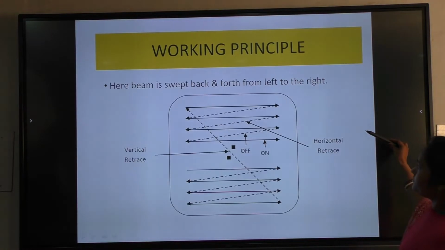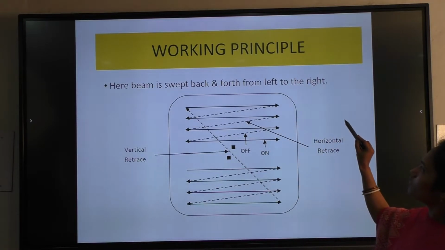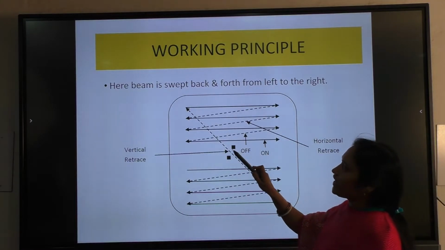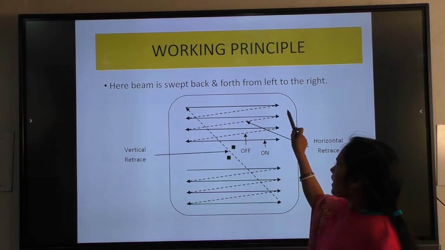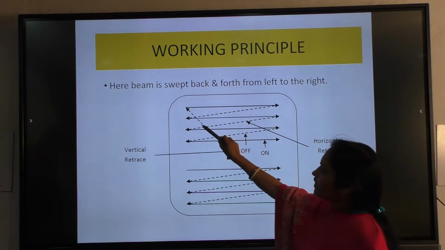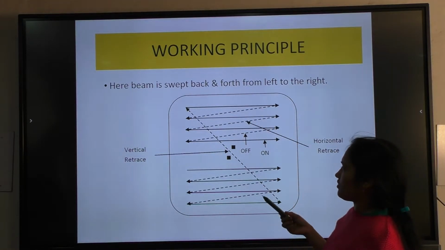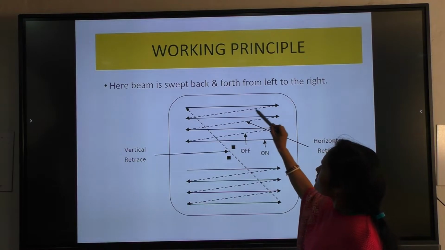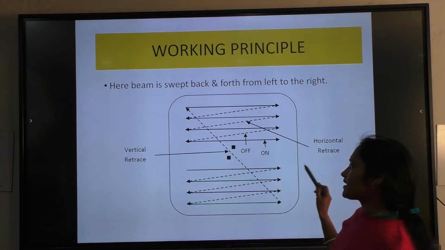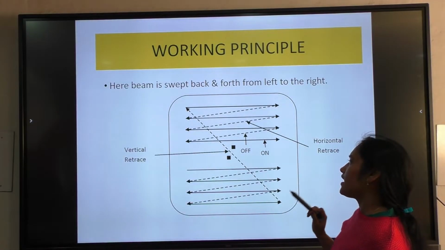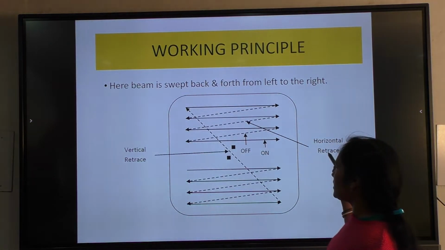In this figure, the beam is swept back and forth from left to right. That means when we scan one line at a time, it scans the line from left to right. While it scans the line the beam is on, and after that it is off, and again it starts from left to right. In this way, it scans the lines one by one. And these dotted lines are known as horizontal retrace.